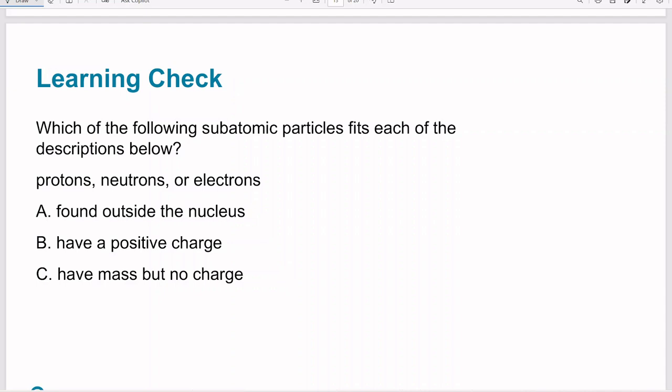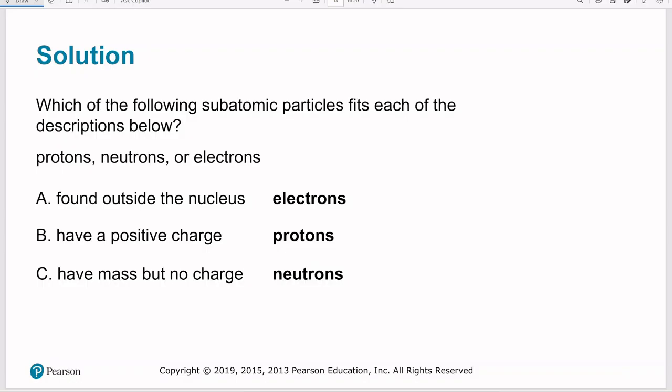Which of the following subatomic particles fits each of the descriptions below? Protons, neutrons, or electrons: found outside the nucleus, have a positive charge, have mass but no charge. The electrons are found outside the nucleus, the protons have a positive charge, and the neutrons have a mass but no charge.